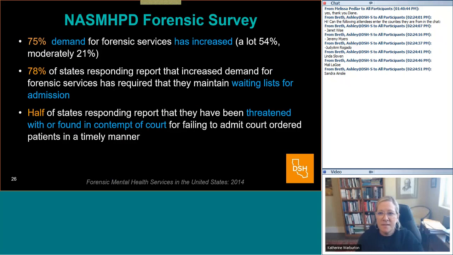Nashville, a related institution, also did a study in 2014 just asking states if they were seeing increases in forensic populations. And 3 out of 4 said, yes, we are. And 78% were starting to maintain wait lists. And at that time, half of states were being threatened or being found in contempt of court for not admitting forensic patients in a timely manner. So this is 2014. I just want to note, this is when the crisis in California really started. We were doing okay until 2014. Next slide, please.